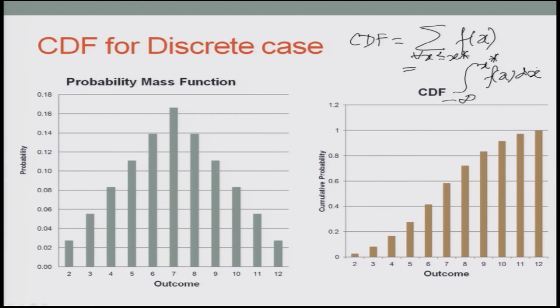So, on the right panel we have the corresponding CDF of the probability mass function, and if you notice, it is the sum of all the probabilities as you proceed from the left to the right. Left means the minus infinity value or the least value for the probability mass function.